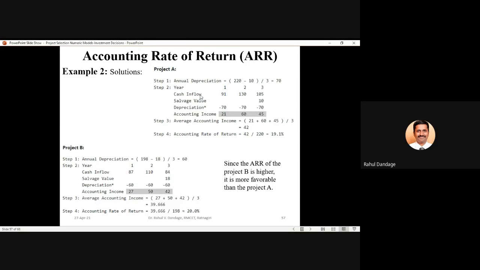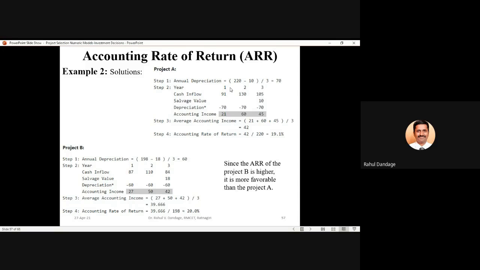So this is the calculation: cash inflow, salvage value, and depreciation based upon the initial investment and salvage value divided by the useful period. The straight line method has given a depreciation value of 70 for all the years for project A, and for project B it has given a depreciation value of 60 for all the years. So for each year, based upon the cash inflow and the depreciation value, we can calculate the accounting income.